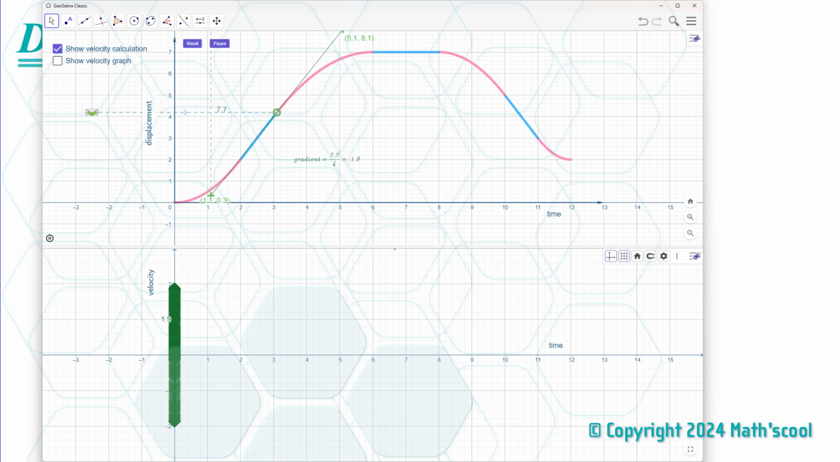Now it's staying at 2, now it's going down. Now the gradient is dropping to 0 and it's just going to stay at 0 all this way here. Now it's gone negative and it's increasing, gone down to -2, and then it's gone back up to 0. Okay, so we can plot that velocity time graph. So we can show the velocity time graph as well. So I'm just plotting these values.